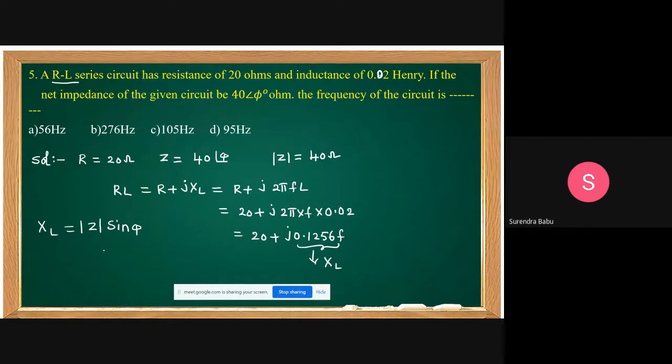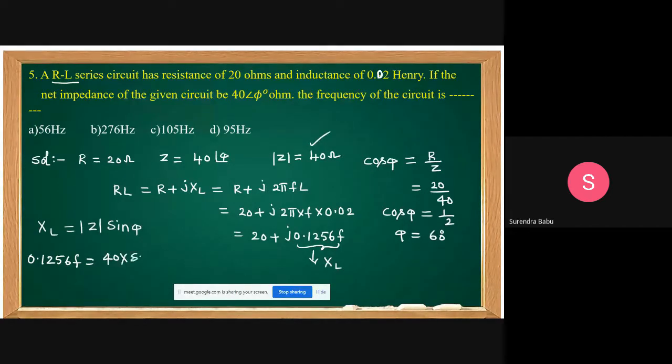Then how to find the pi? We know for an RL circuit, one of the formulas for power factor is R by Z. This formula was also already given. What is the resistance? 20. What is the impedance? 40. Cos pi is 1 by 2. If cos pi is 1 by 2, what is the pi? 60 degrees. Substitute here. XL is 0.1256 F. Impedance is 40, sin 60. Then from this you find the frequency.